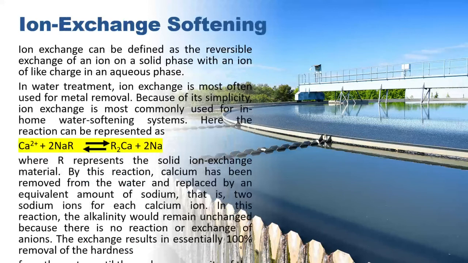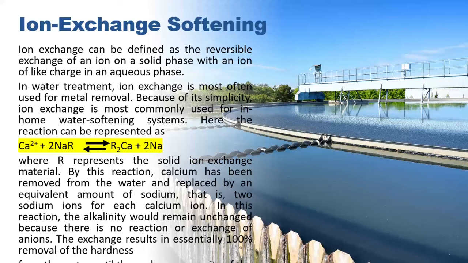Ion exchange softening. Ion exchange can be defined as the reversible exchange of an ion on a solid phase with an ion of like charge in an aqueous phase. In water treatment, ion exchange is most used for metal removal. Because of its simplicity, ion exchange is most commonly used for in-home water softening systems.